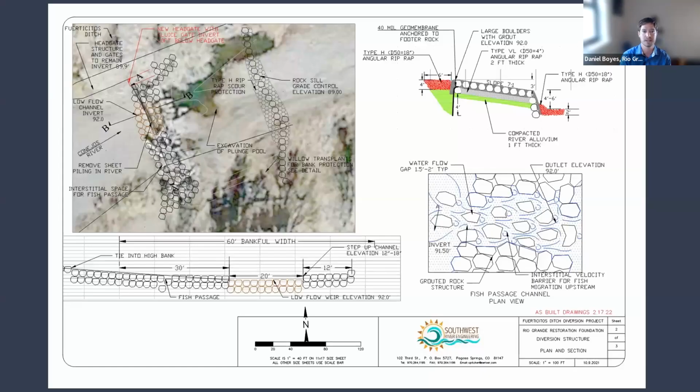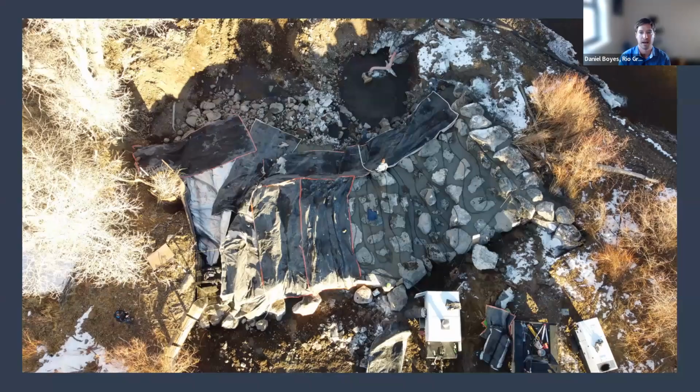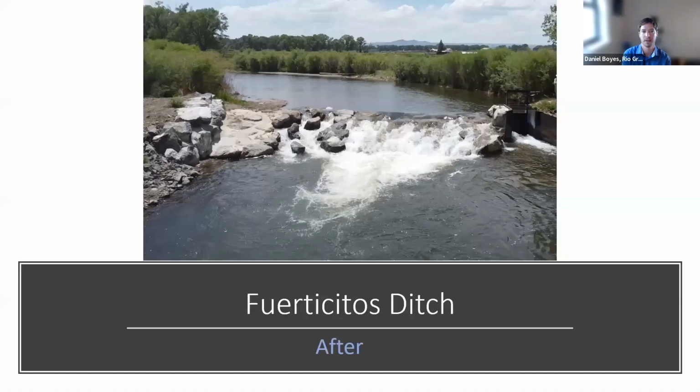And so this is the design for the project. The design is for a grouted boulder diversion structure that includes a low flow channel and fish passage. And this is that diversion structure under construction. This is when Robbins Construction was using heating pads to help the grout between the boulders cure. And then this is the finished product.